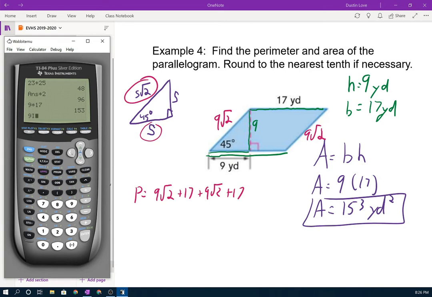9 square root 2. Now when you're doing this, you've got to make sure you press the right arrow, to make sure that you're no longer underneath the square root sign. Plus 17 times 2. Nearest tenth means I'm going to do 59.5 because 4-5 rounds up, and that is yards.